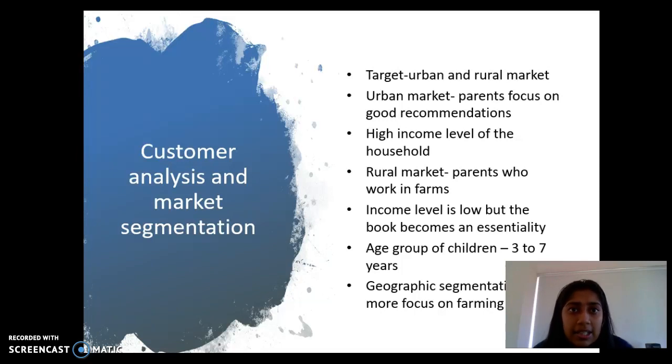When it comes to rural markets, the target market would be places where there are a higher number of farms, and when there are a higher number of farms, there are more farmers, and they basically think that this product would be an essential offering to their children, as it is very essential for the children to know about the safety precautions which have to be taken in the farm. This is most importantly aimed at the age group of children between 3 years to 7 years.